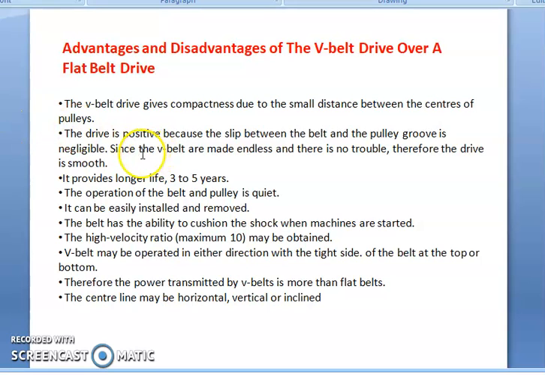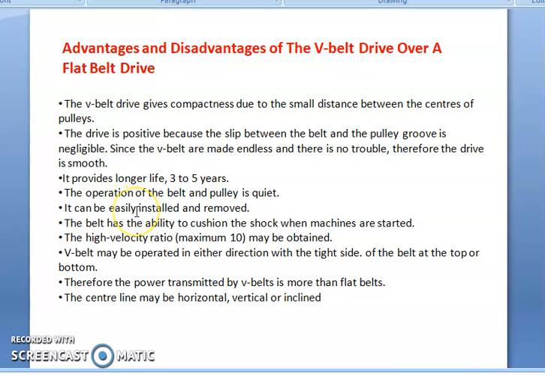Then the advantages and disadvantages of V-belt drive over the flat belt drive are: V-belt drive gives compactness due to the smaller distance between the centers of the pulleys. The drive is positive because of the negligible amount of slip, and since V-belts are made endless and there is no joint trouble, the drive is smooth. It produces longer life, actually 3 to 5 years. The operation of the belt and the pulley is quiet.